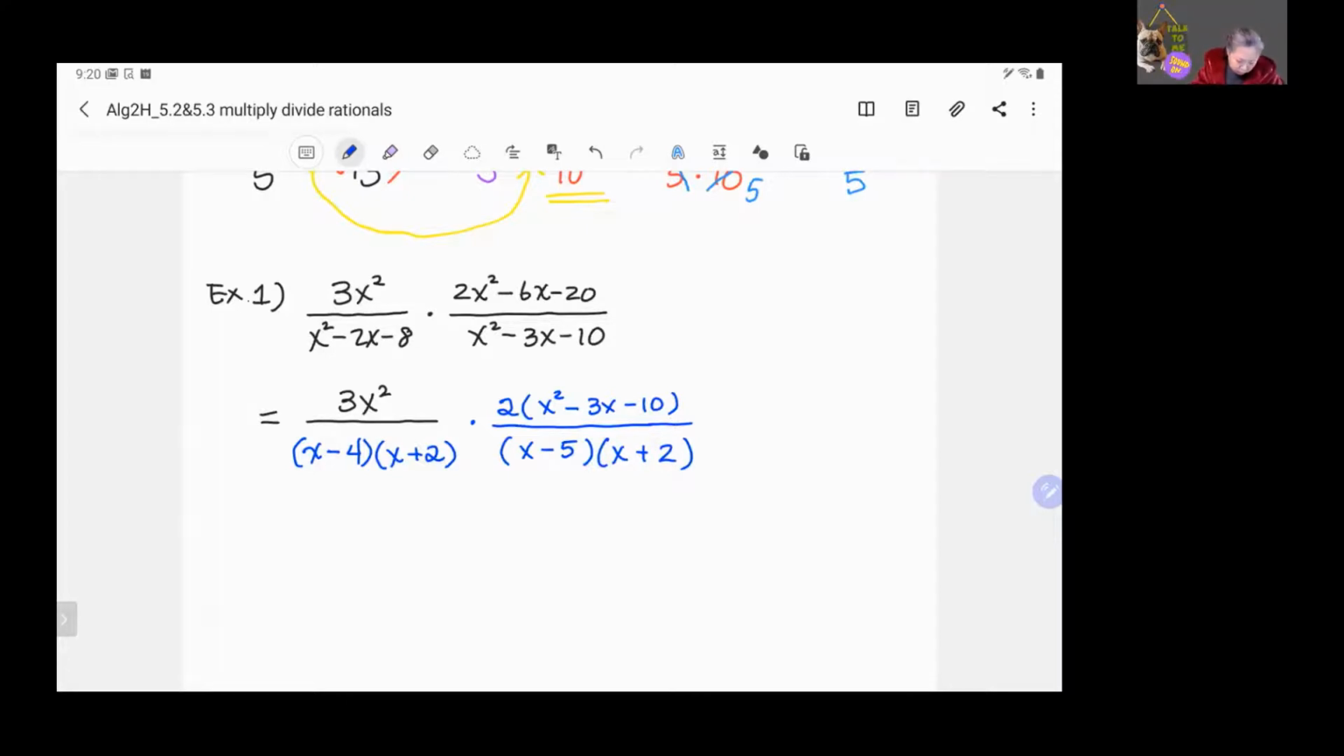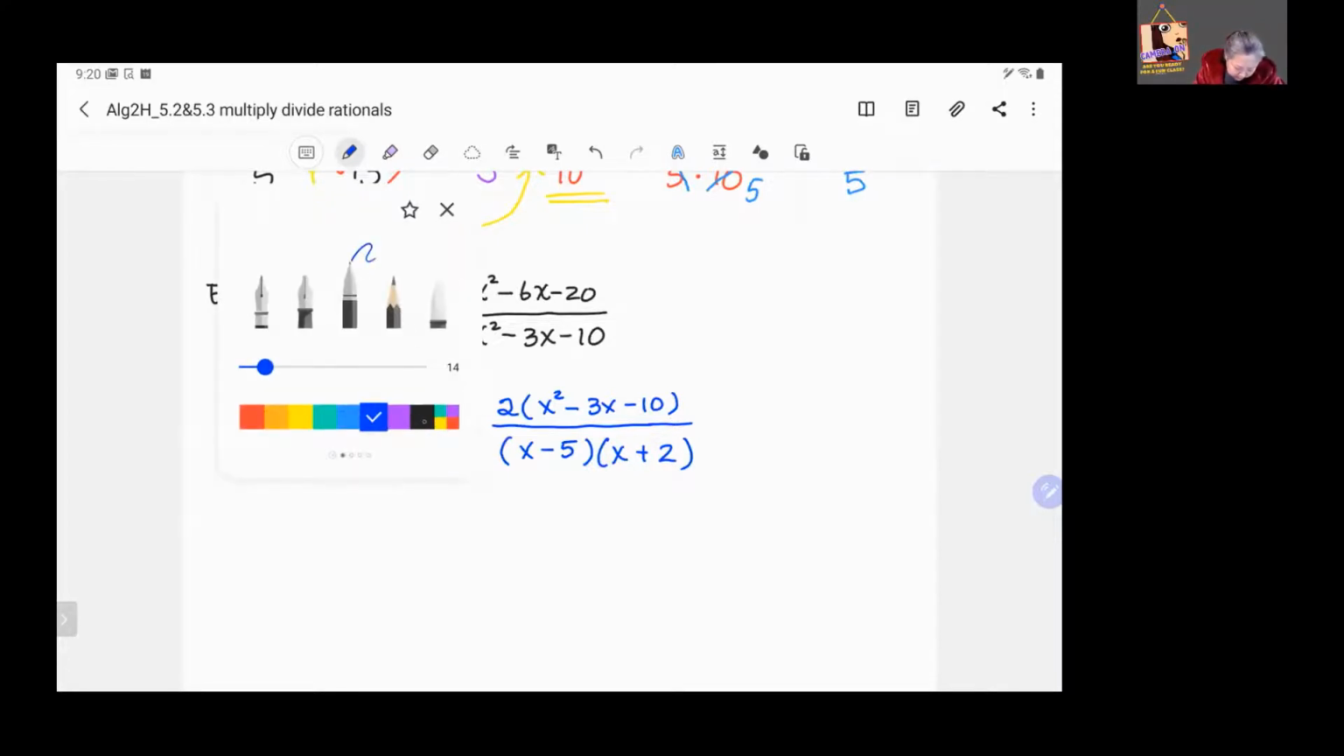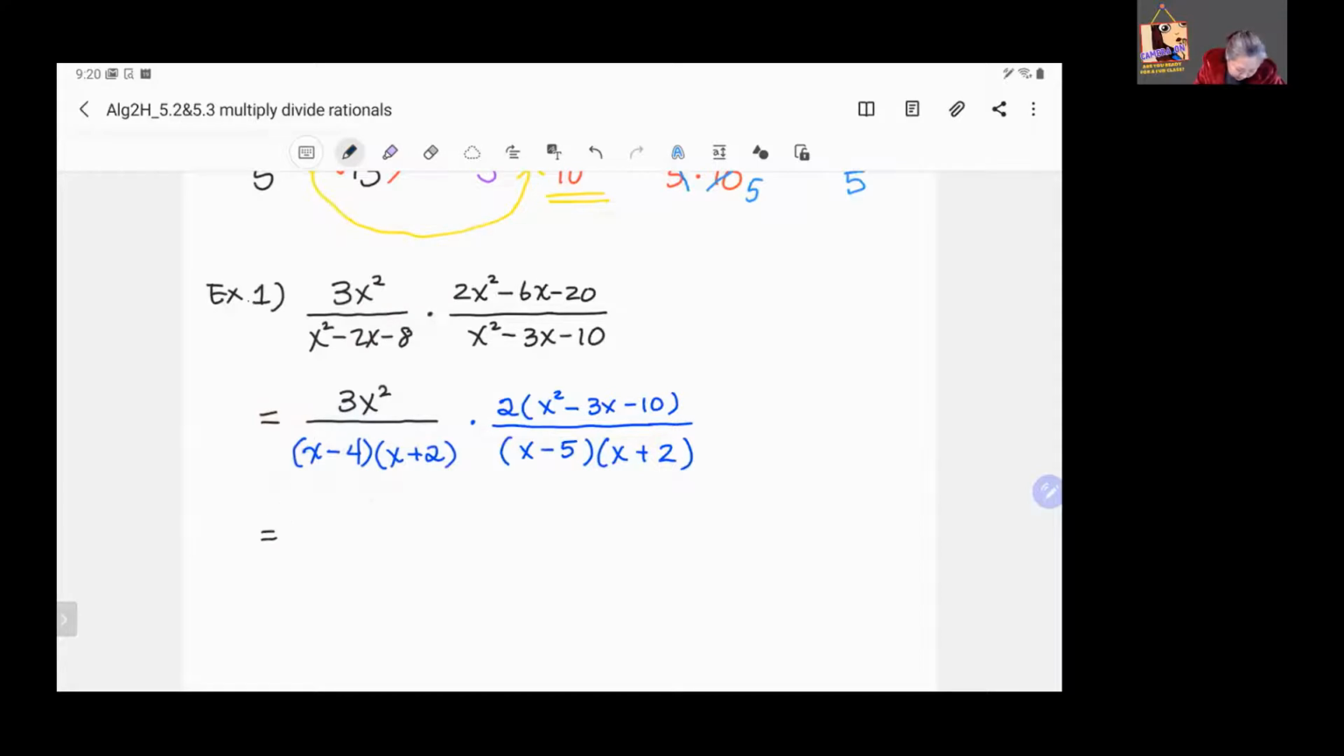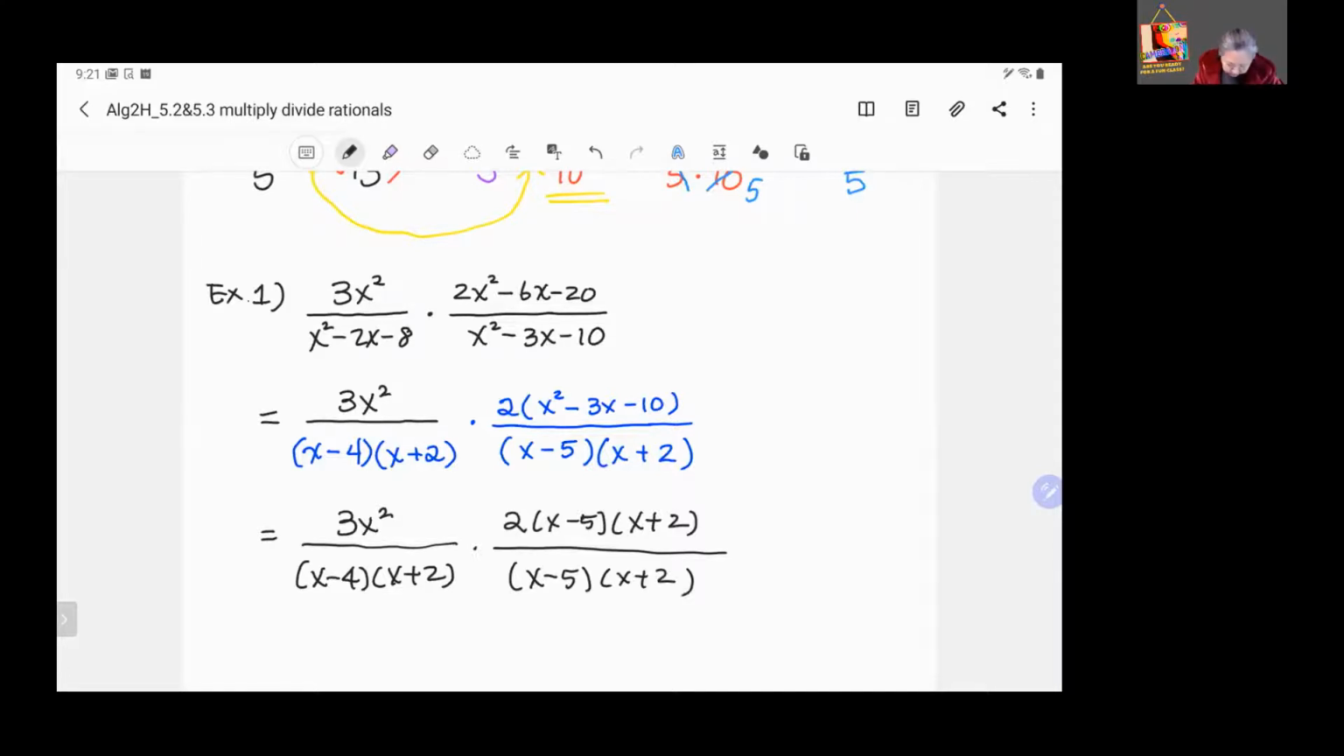Then let's take one more step because this is our first example. So it's going to be 3x squared over x minus 4, x plus 2, and then 2 over... Then let's factor x squared minus 3x minus 10 on the numerator side. So it's going to be x minus 5 and x plus 2, and it's x minus 5 and x plus 2.